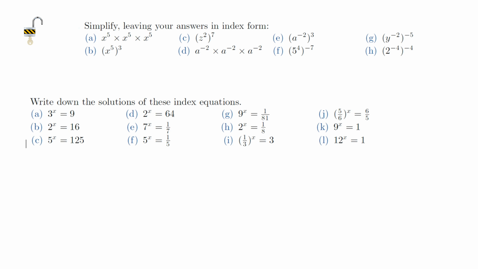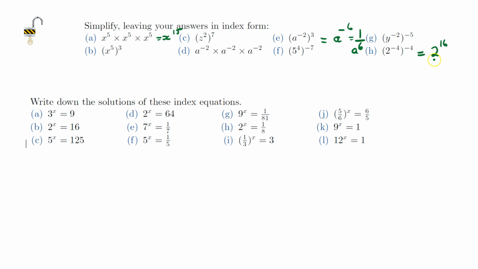They're all pretty similar. So this first one, when we're multiplying these together, we've got x to the 5 plus 5 plus 5, so this is simply x to the 15. If it was a plus sign between them, which it's not, that would be 3 lots of x to the 5. This one here, a to the negative 2 raised to the third power becomes a to the negative 6. And for what it's worth, we know that that is 1 on a to the 6th. This one here, 2 to the negative 4 raised to the negative 4th power. When we multiply those together, we've got 2 to the plus 16.